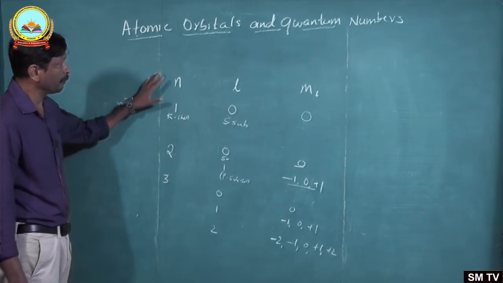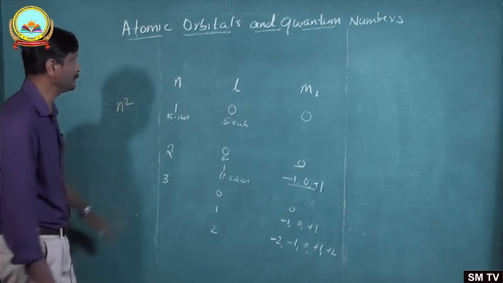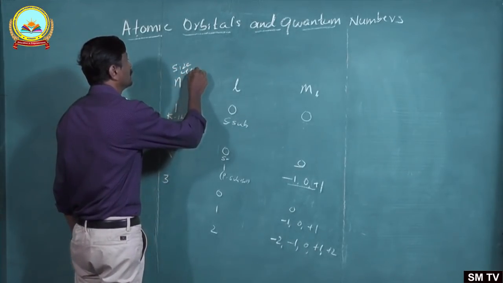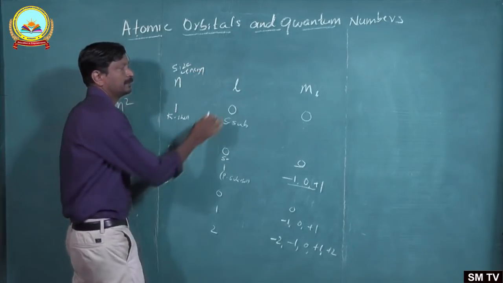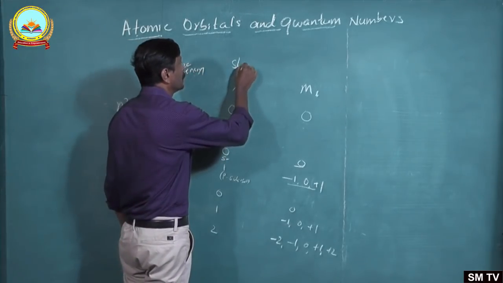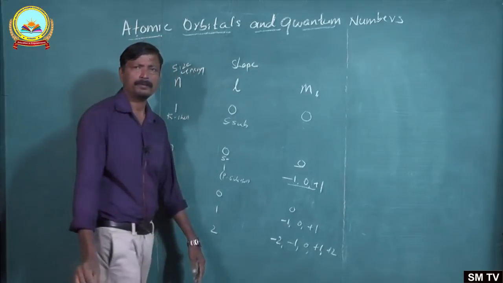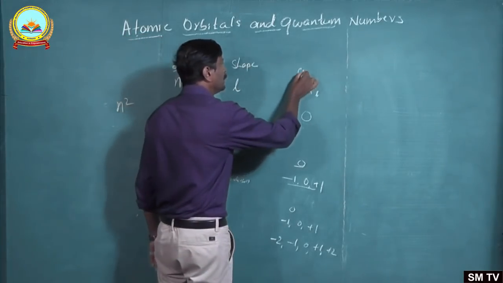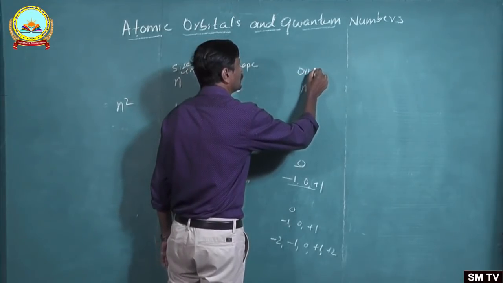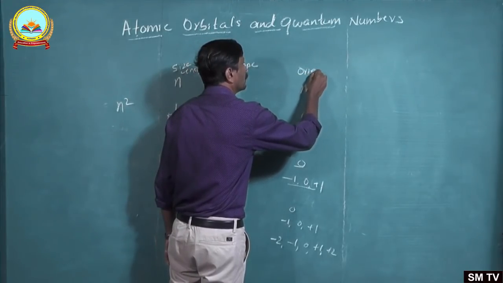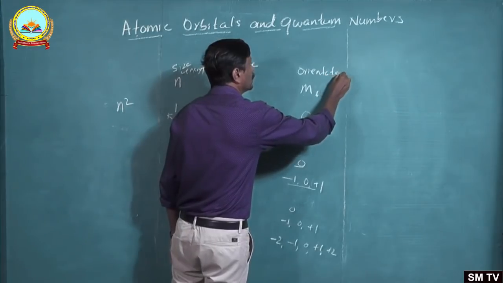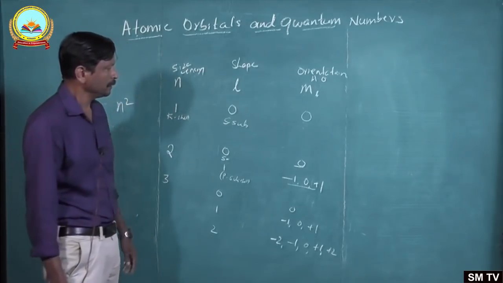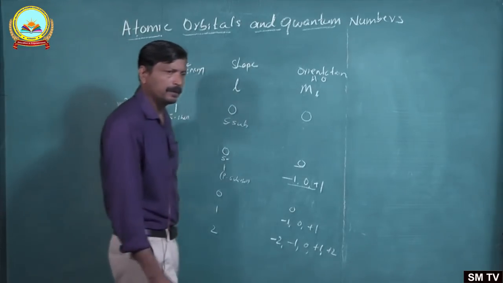So, what do these actually define? The principal quantum number defines the size and energy. The azimuthal quantum number defines the shape, and for multi-electron atoms, to some extent it defines the energy also. The magnetic quantum number defines the orientation of atomic orbitals.